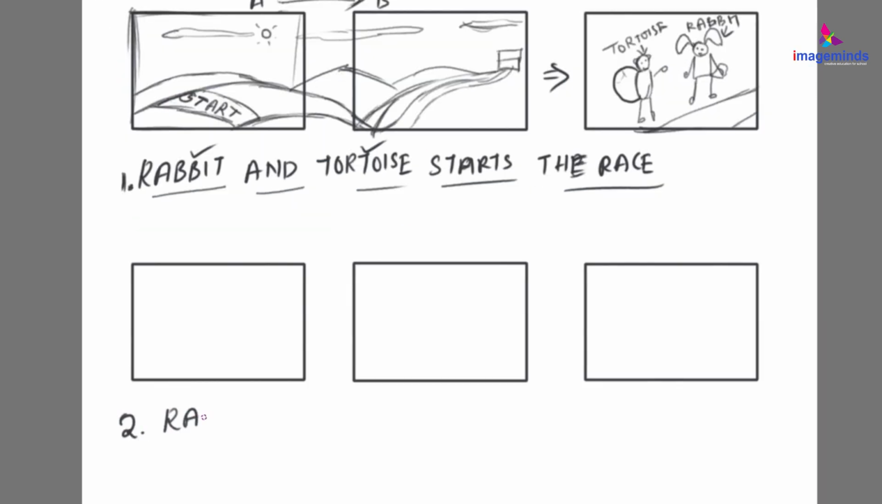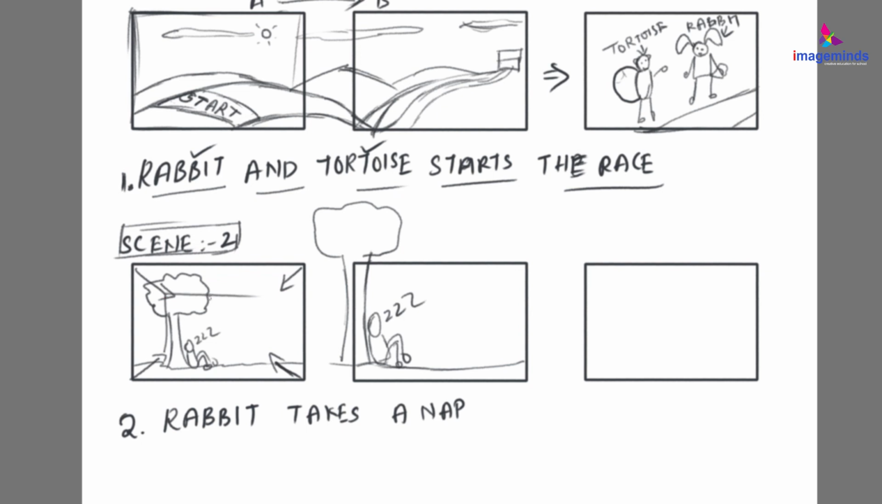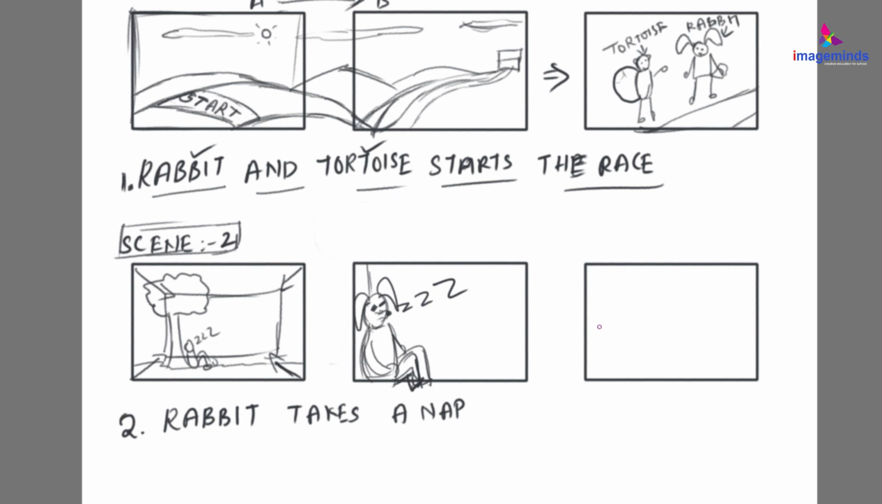In scene 2, the rabbit takes a nap. So where can it take a nap? It can take a nap under a tree. Okay, so let's draw a tree first. Let's draw the base, then draw a small tree. Okay, then we can draw a figure here. Then you can show a close-up of the rabbit sleeping.